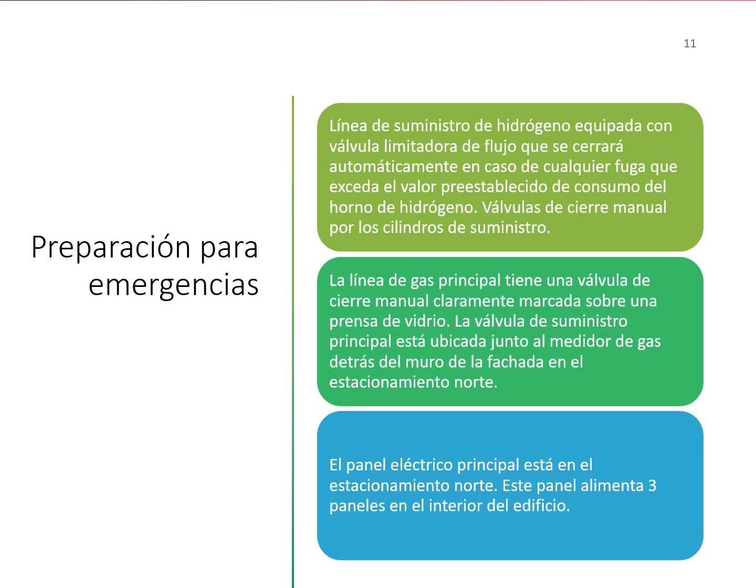The hydrogen supply line is equipped with a flow limit valve which will shut off automatically in case of any leak exceeding the preset value of the hydrogen furnace consumption. Manual shutoff valves by the supply cylinders. The main gas line has a manual shutoff valve clearly marked above a glass press. The main supply valve is located next to the gas meter behind the facade wall in the north parking lot. The electrical main panel is in the north parking lot. This panel feeds 3 panels inside the building.